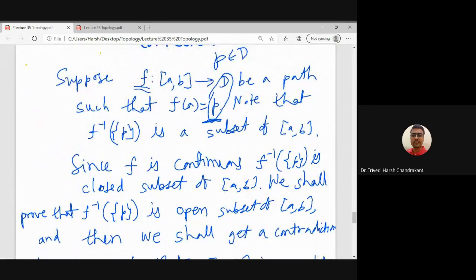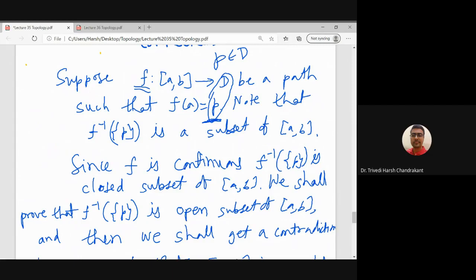Now since f is continuous and the singleton P is a closed subset of R2, the inverse image of singleton P is also closed, because f is continuous, right? The inverse image of a closed set is a closed set. We will show that f inverse of singleton P is also open. Singleton P is not open, but we will prove that f inverse of singleton P is open, because we want to get a contradiction.